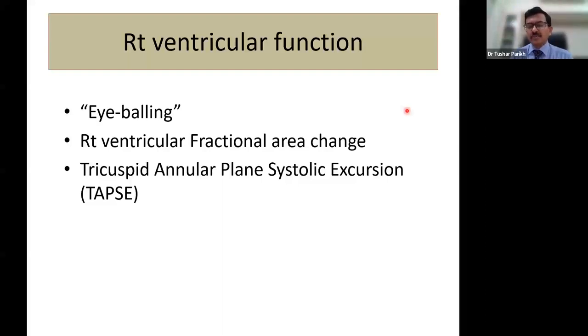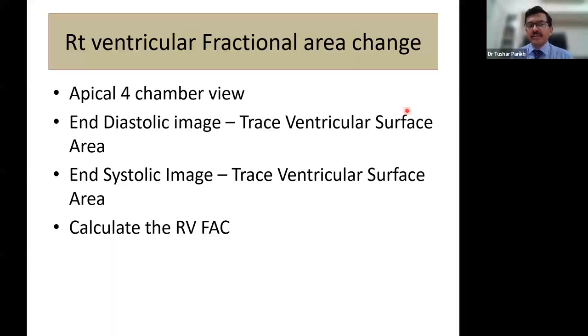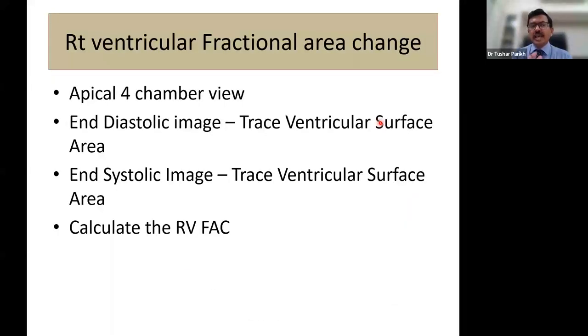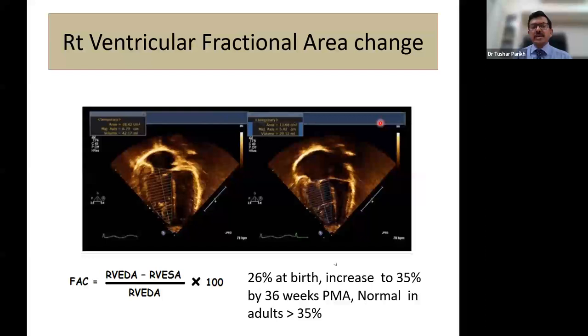So just for you to know, you take the right apical four chamber view, get a good view, and freeze the image. Then take the frame where the right ventricular end diastolic dimensions are the highest and the end systolic dimensions are the smallest, and measure this area. I will not go into the technical aspects, but you measure the area of the right ventricle at end of diastole and end of systole, and that tells you the fractional area change.